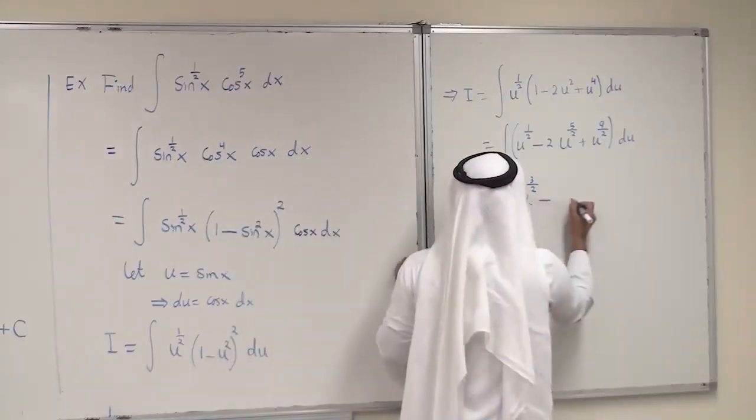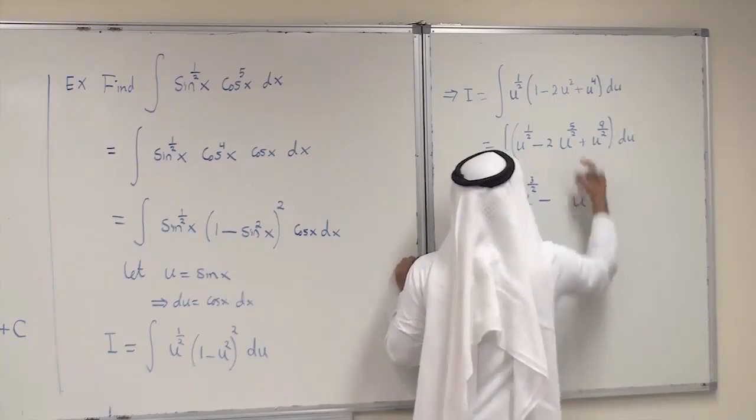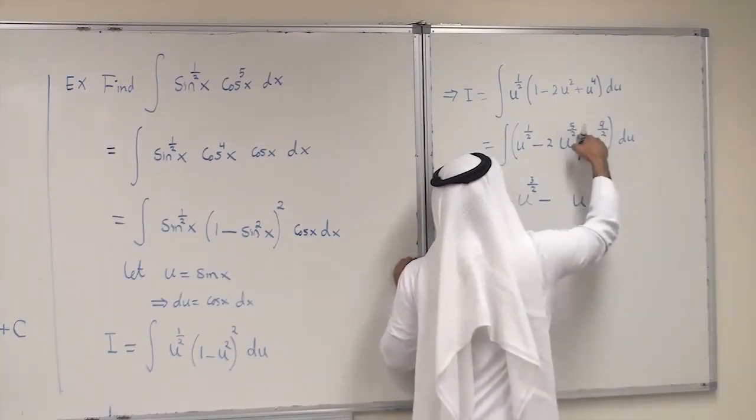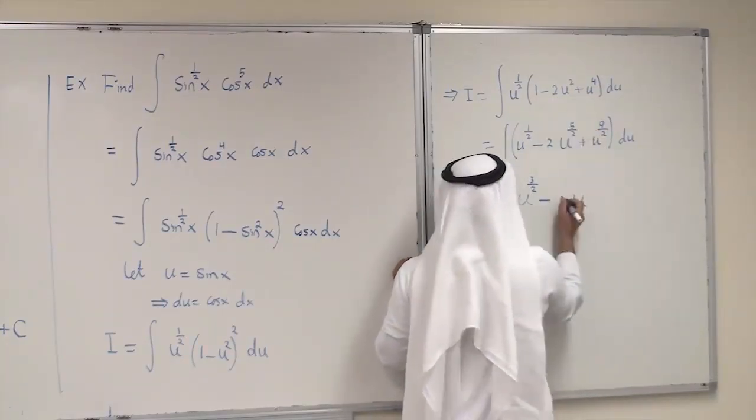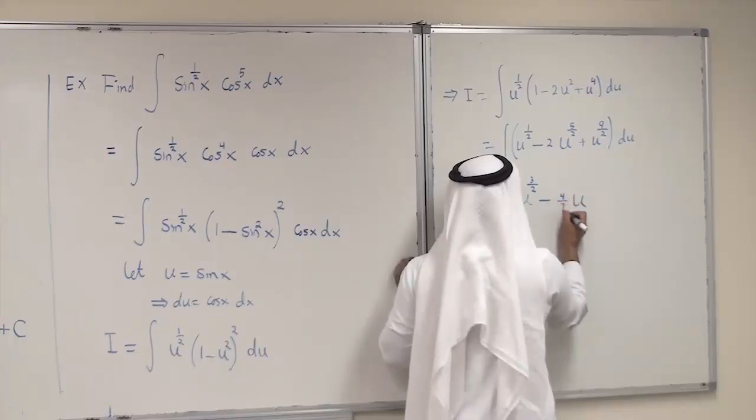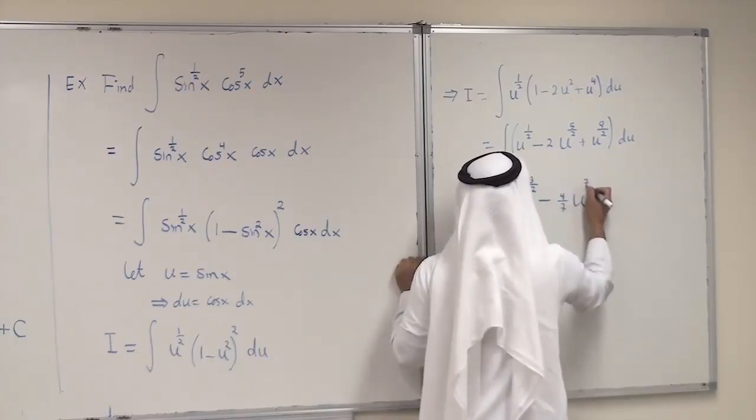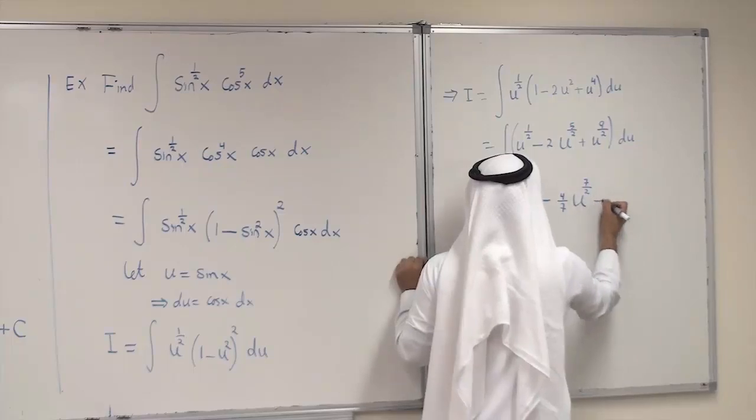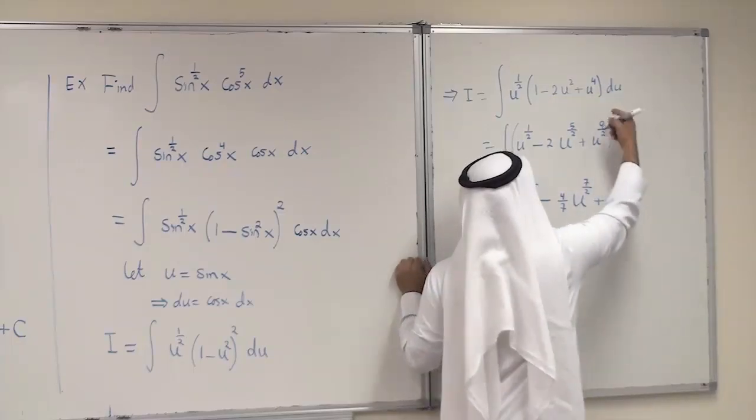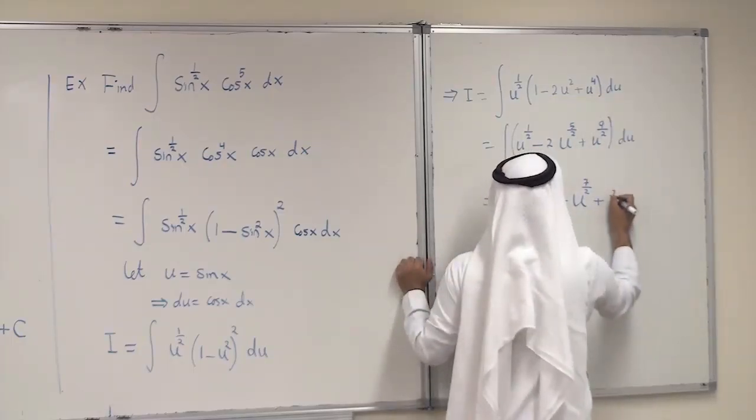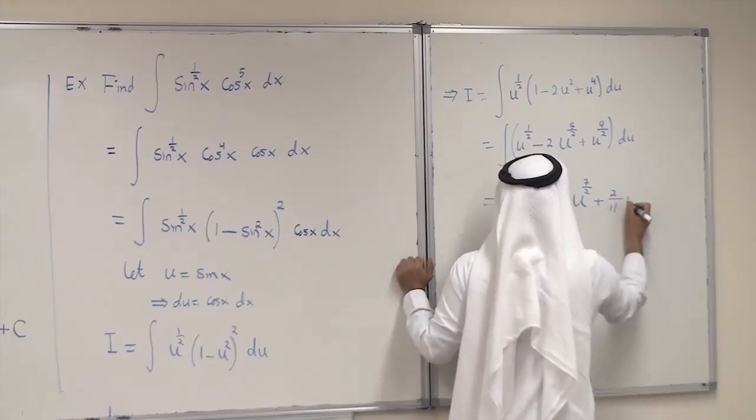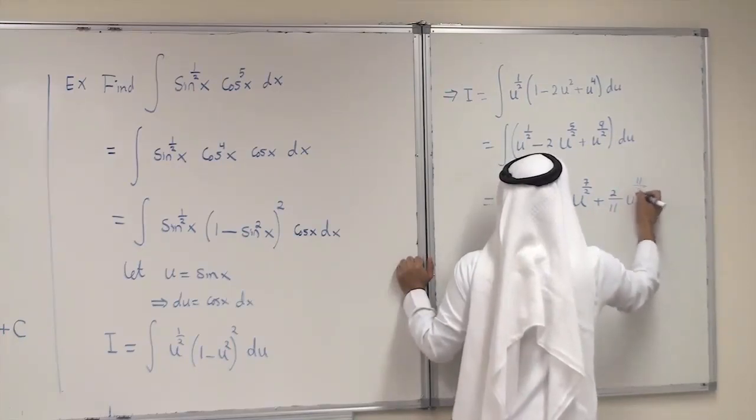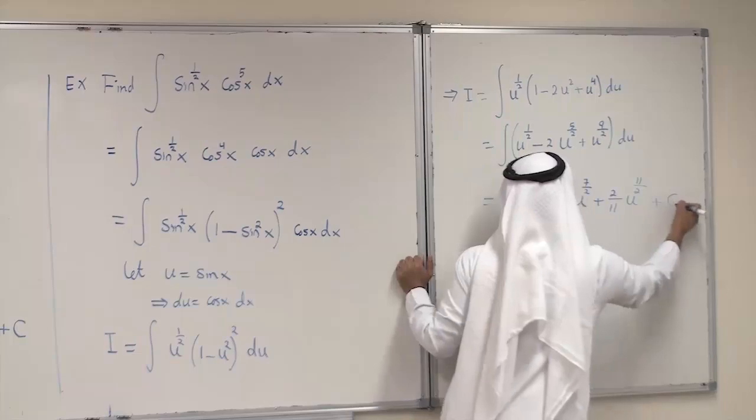Minus, okay, I have here u to the power, I will add 1, so it will be 7 over 2 times 2 over 7, so that is 4 over 7 u to the power 7 over 2. Fine. Plus, the next one, it is adding 1, so it will be 11 over 2 times 2 over 11, so that's 2 over 11 u to the power 11 over 2, of course, plus a constant of integration.